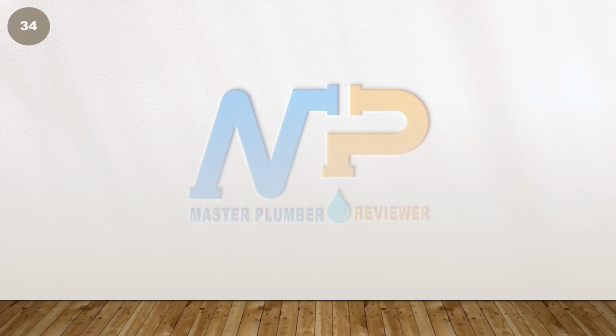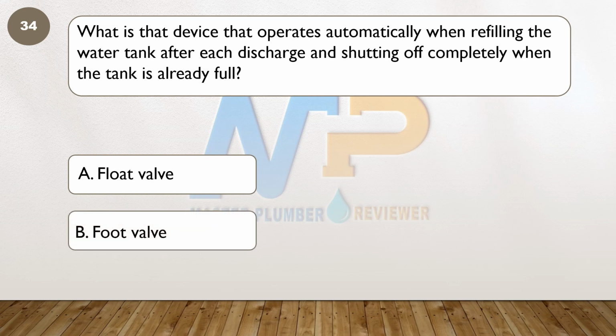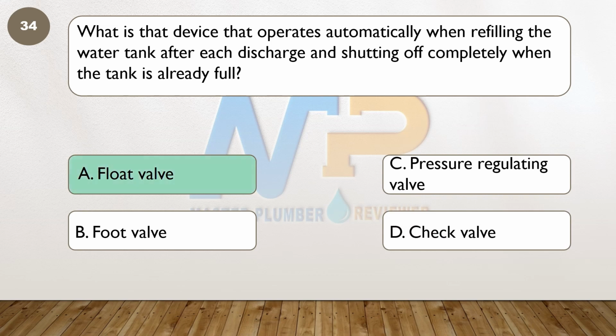Number 34. What is that device that operates automatically when refilling the water tank after each discharge and shutting off completely when the tank is already full? A. Float valve. B. Foot valve. C. Pressure regulating valve. D. Check valve. The answer. It's A. Float valve.